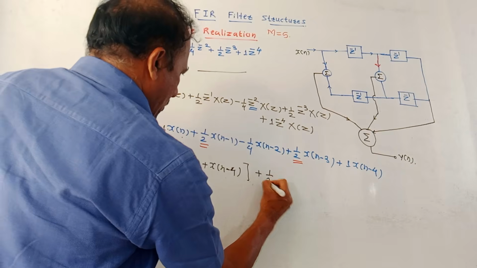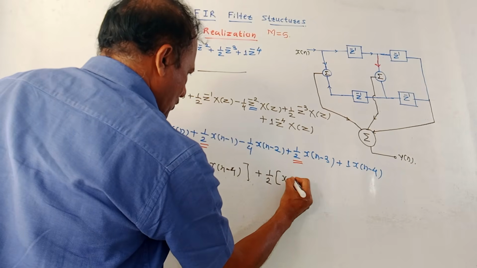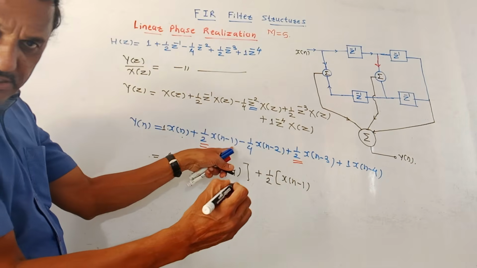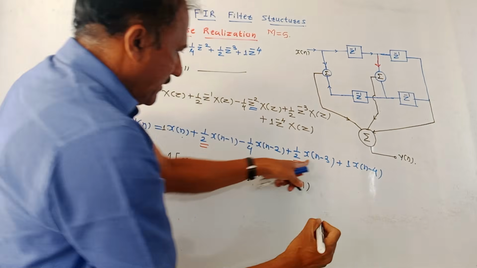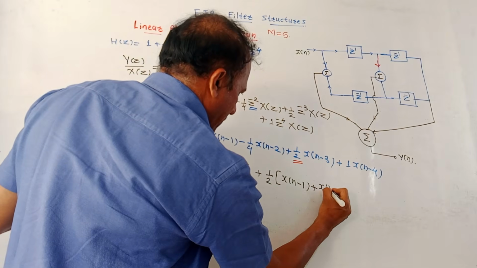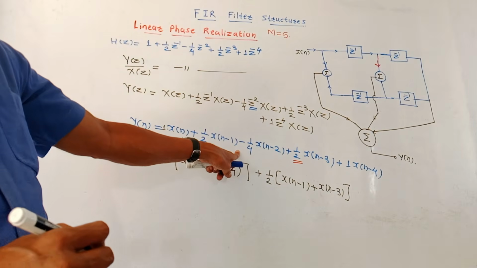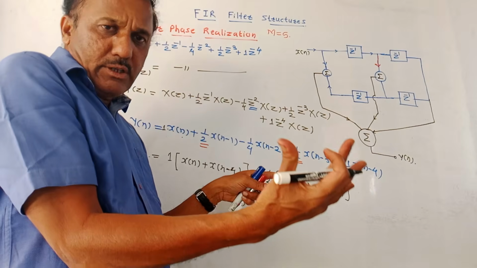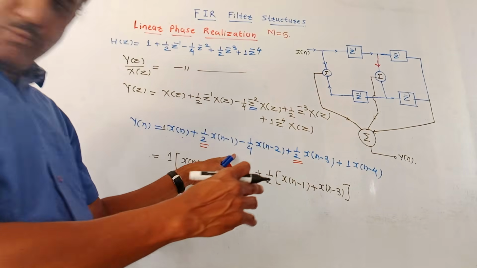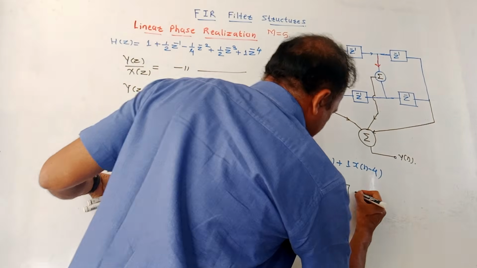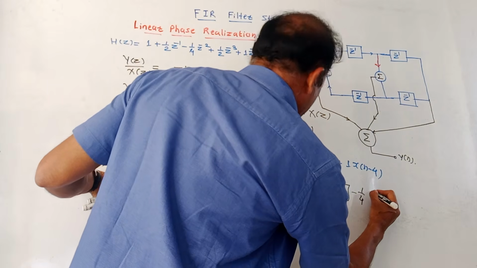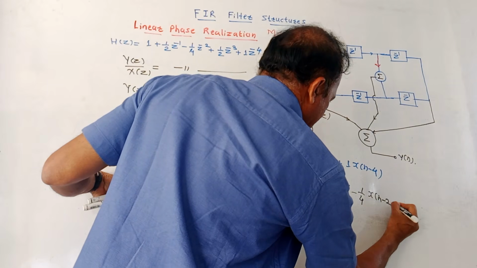Plus taking 1 half common. So it becomes x of n minus 1. From this term I have taken 1 half common. Then plus x of n minus 3. Now remaining term, you don't have the other term having coefficient minus 1 by 4. So let us keep this term as it is. So it becomes minus 1 by 4 x of n minus 2.